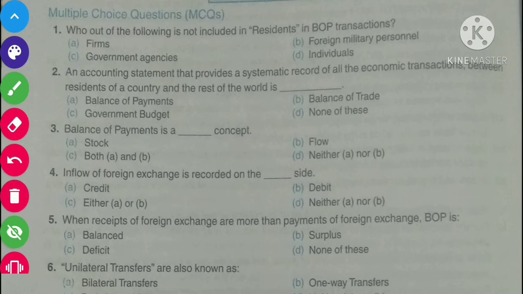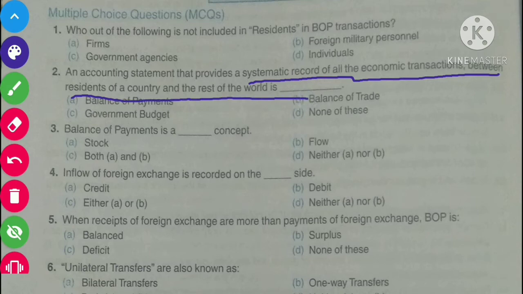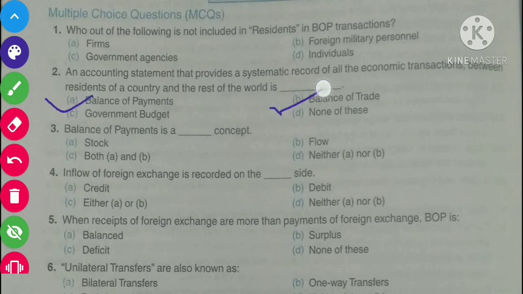An accounting statement that provides a systematic record of all economic transactions between residents of a country and the rest of the world or abroad is dash. Option A, balance of payment. Option B, balance of trade. Option C, government budget. Option D, none of these. Its correct answer is balance of payment. Here balance of trade is part of balance of payment.